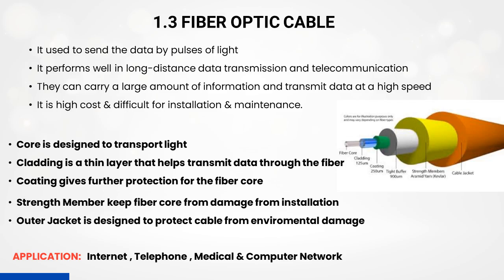Core, the central part that carries light signals. Cladding, a thin layer around the core that reflects light back into the core, helping it travel. Coating, protects the core and cladding from physical damage. Strength member, keeps the cable safe from damage during installation. Outer jacket, protects the cable from environmental damage like moisture or heat.